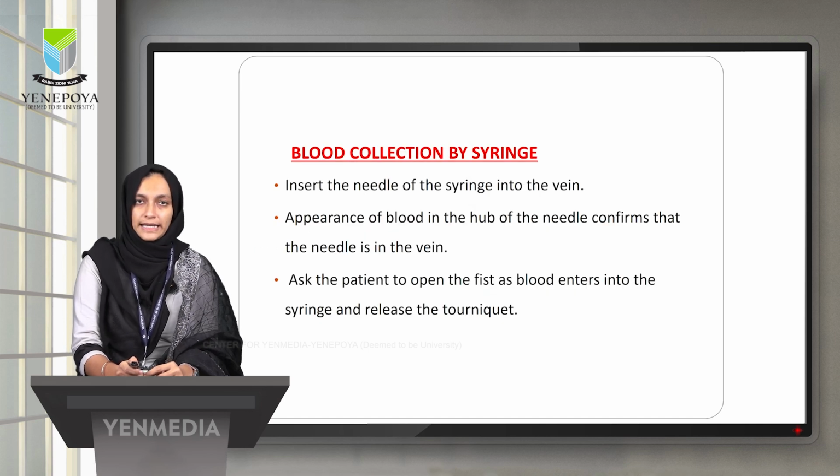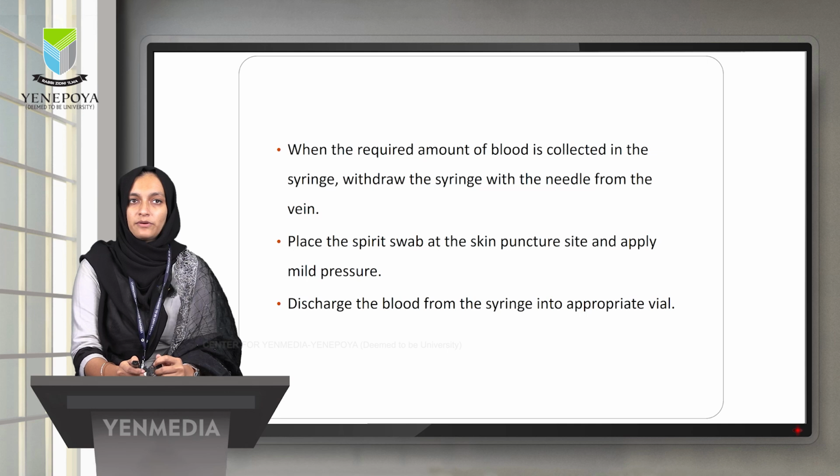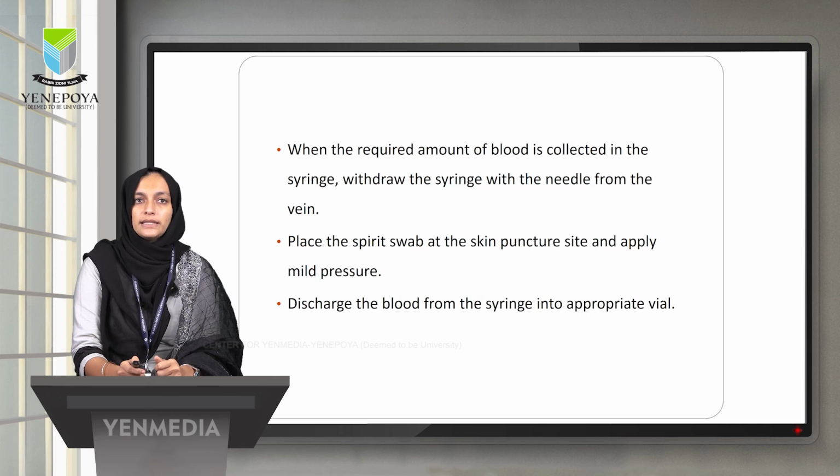So we'll move on to blood collection by the syringe method. First we have to insert the needle of the syringe into the vein. Before that we have to clean the area. Then the appearance of blood in the hub of the needle confirms that the needle is in the vein. Then ask the patient to open the fist as blood enters the syringe, and release the tourniquet after collection. When the required amount of blood is collected in the syringe, withdraw the syringe with the needle from the vein. Place the spirit swab at the skin puncture site and apply mild pressure. Then discharge the blood from the syringe into the appropriate vials, according to which tests we are doing.